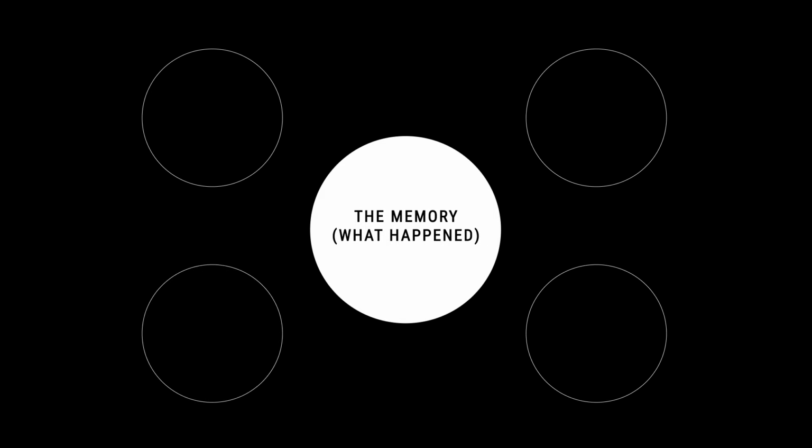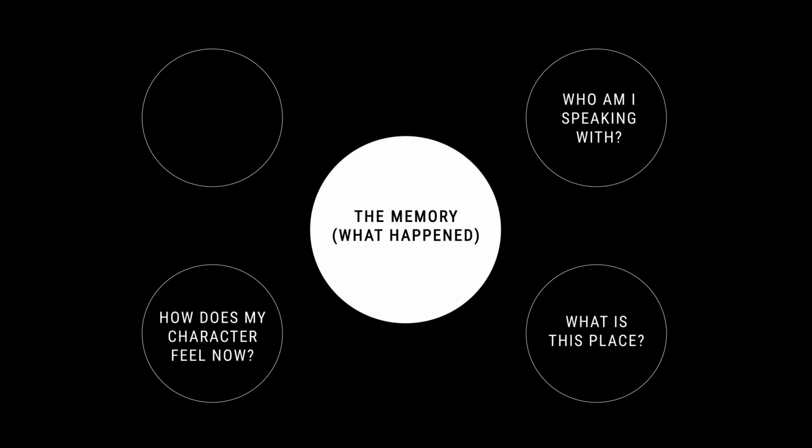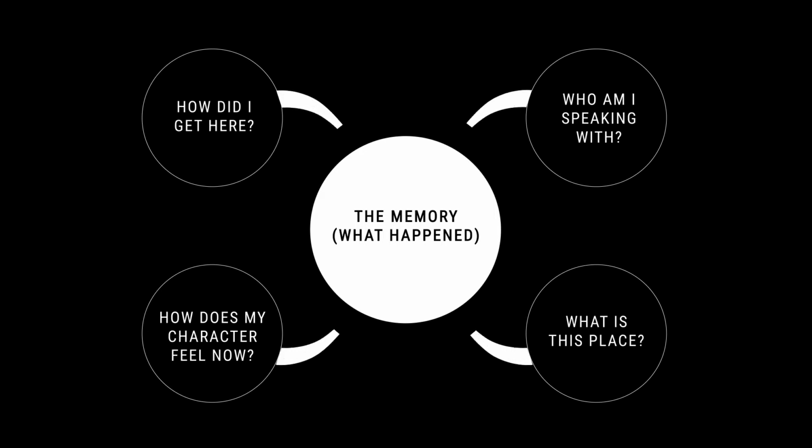So here's my solution. I reason that memory is something like a web. There's what happened, which is the central memory. And then there's all the supporting information: the NPC's relationship to the character, the location and its history, what led to the moment happening, how the character itself feels. These are things which round out the context of the memory itself.